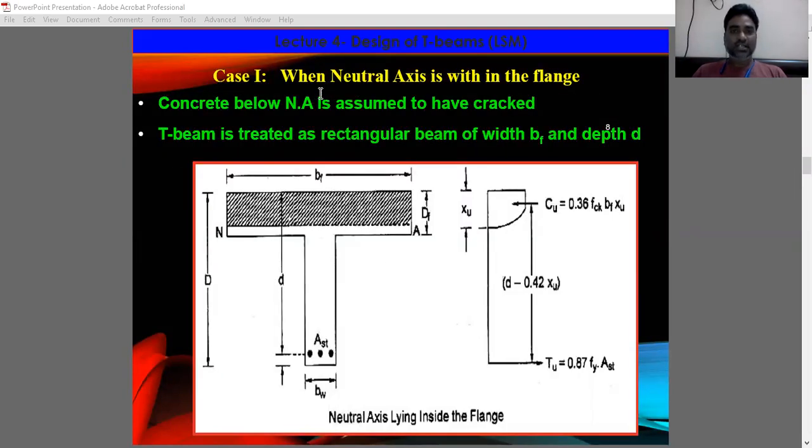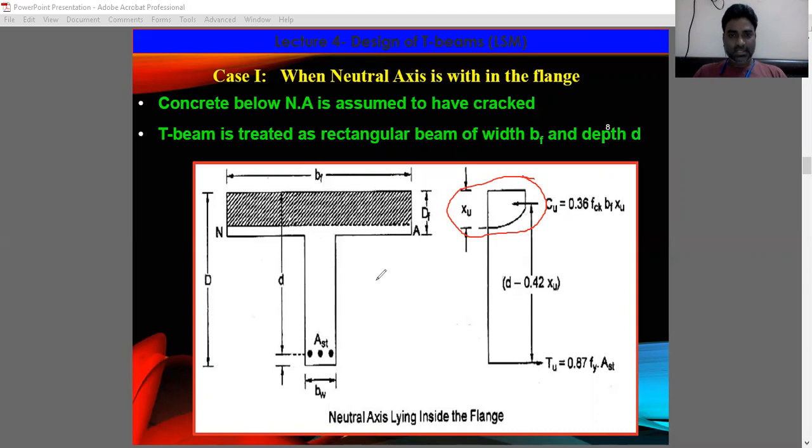That means if the depth of neutral axis is within the flange, that means the rectangular portion is restricted to within this. If you observe this diagram, see this rectangle, the total stress distribution is within the flange, right? So you can easily determine this as similar to the rectangular beam. Because above the neutral axis it is the compressive zone, below the neutral axis is the tension zone.